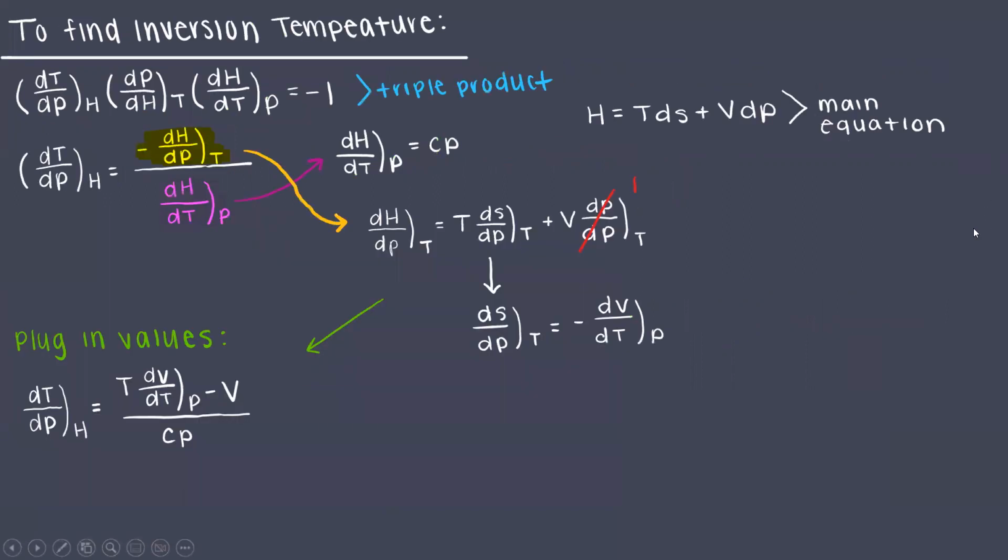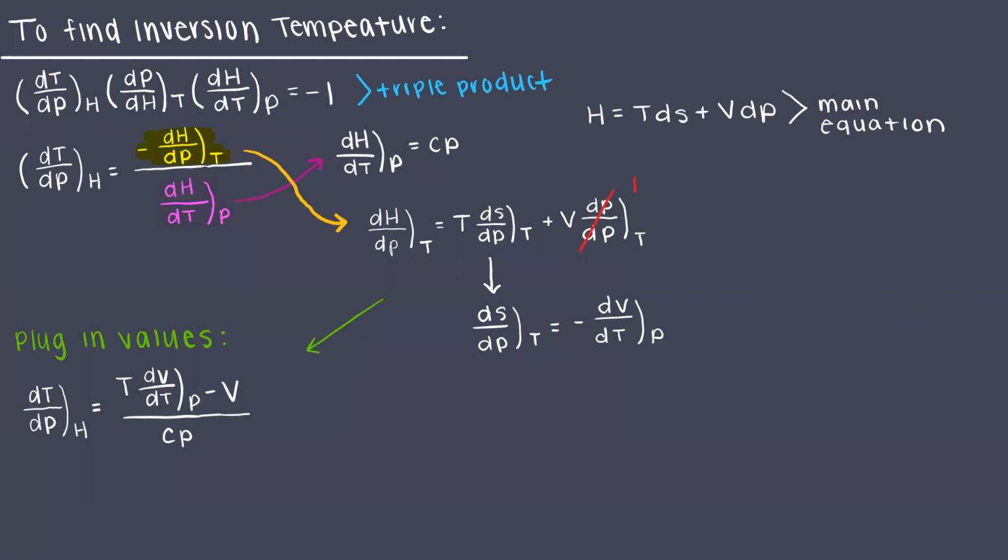To find the inversion temperature, we know that (dT/dP) at constant H times (dP/dH) at constant T times (dH/dT) at constant P equals -1 with the triple product. Simplifying this equation, we get (dT/dP) at constant H equals negative (dH/dP) at constant T over (dH/dT) at constant P.